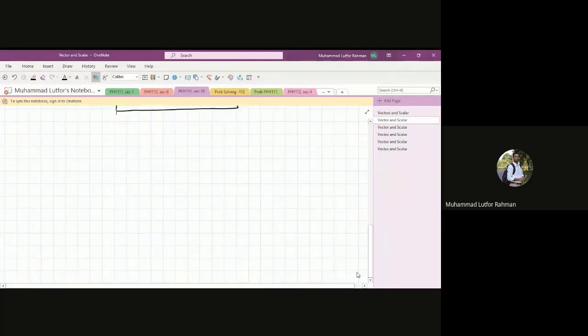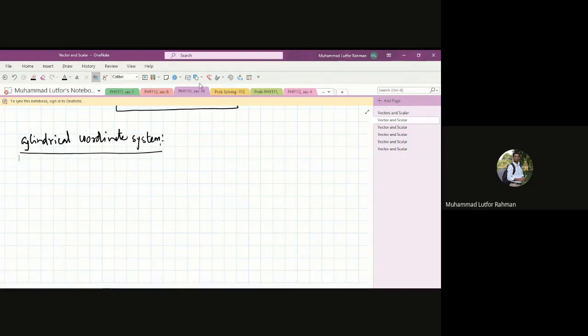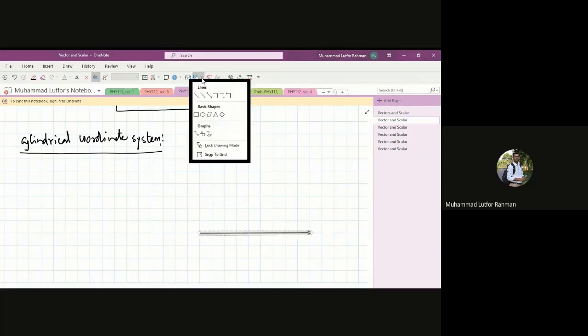Yeah, let's talk about the cylindrical coordinate system. In the case of the cylindrical coordinate system, allow me to draw this coordinate system freehand. Instead of freehand, I can use this one. So this is my one axis.